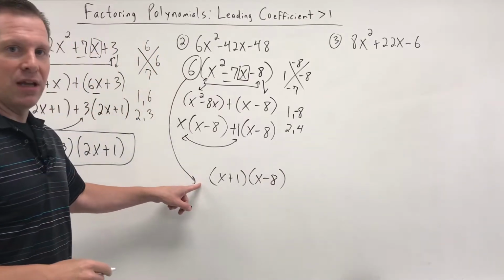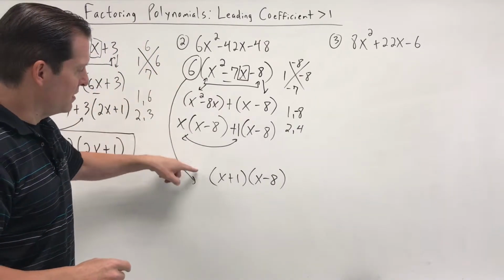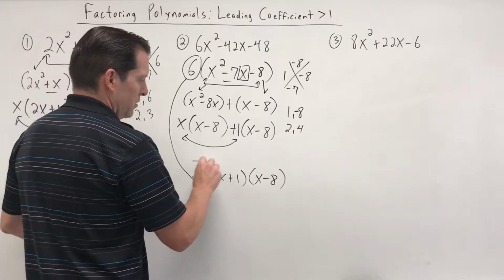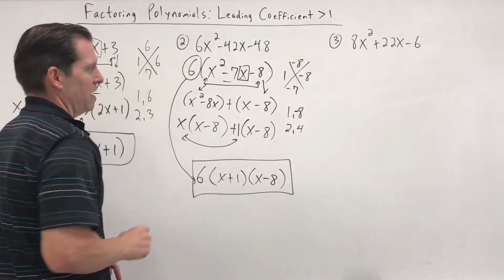Notice I ended up right where the end of my arrow is, because I know I got to put this 6 down in front so that I have the complete factorization.